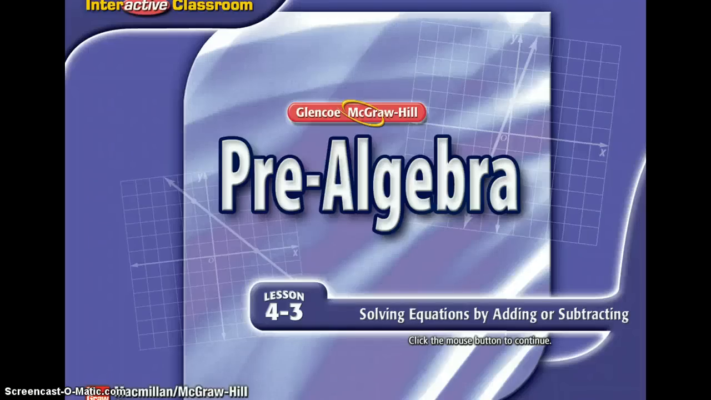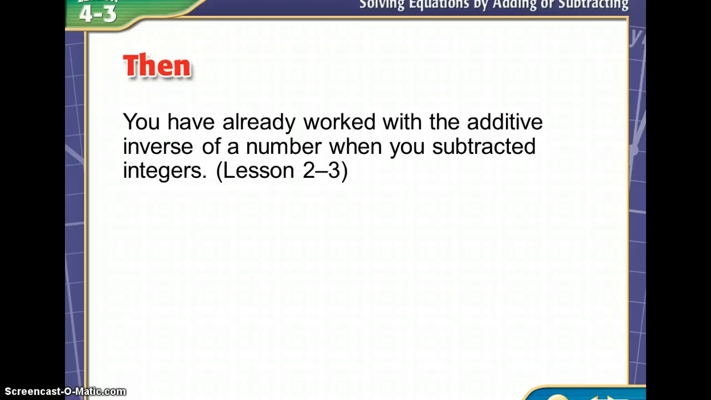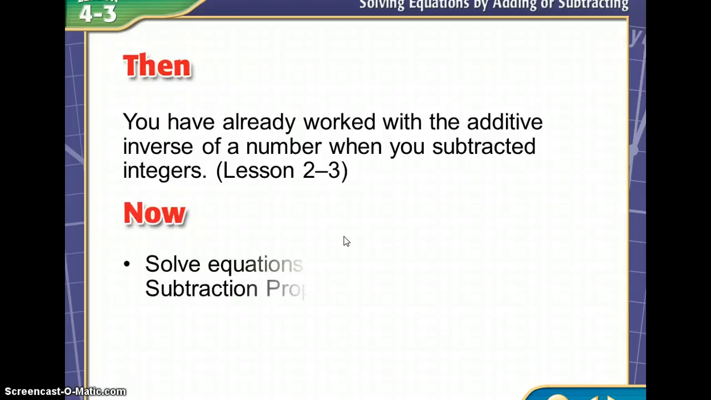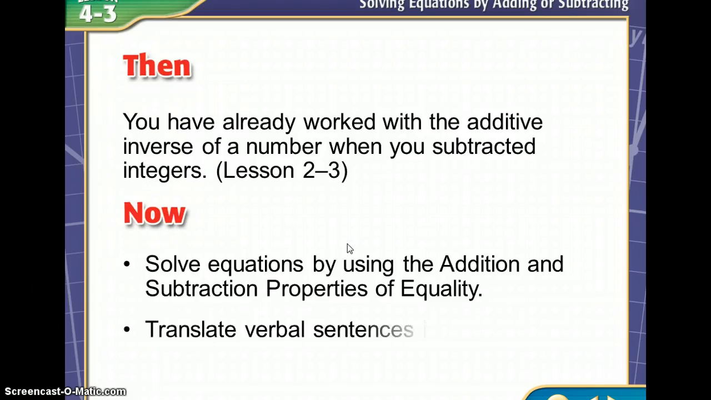Today we are going to look at Chapter 4, Section 3, Solving Equations by Adding or Subtracting. You have already worked with the additive inverse of a number when you subtracted integers. Today we're going to solve equations by using the addition and subtraction properties of equality. We will also translate verbal sentences into equations.